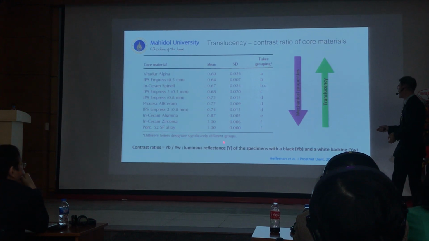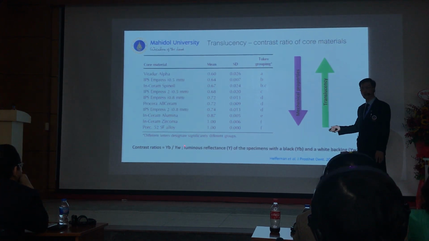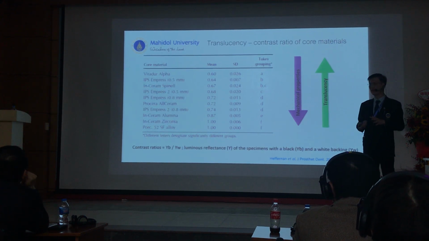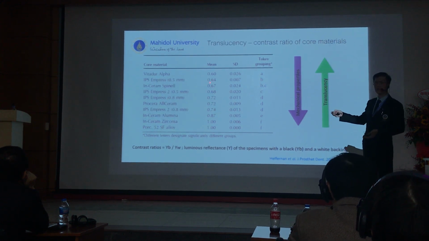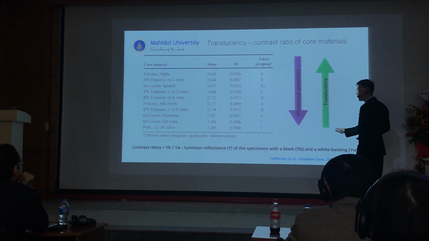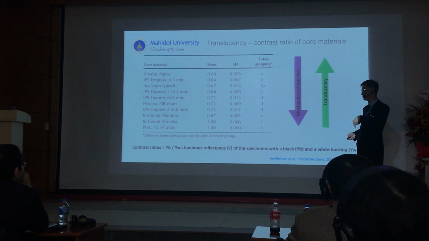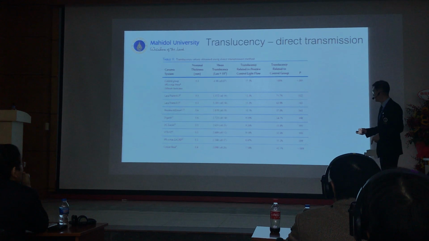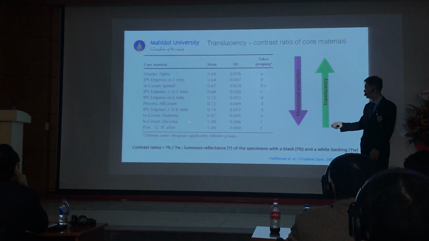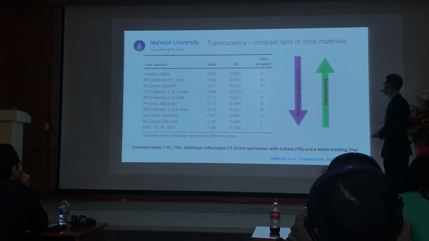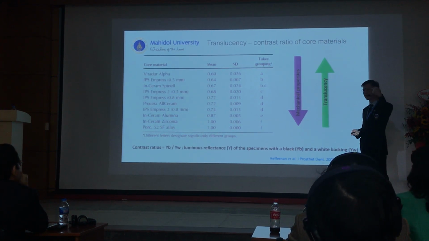Okay, if the ratio is one, this means the material is very opaque. You cannot see the effect of the black and white underneath. If the number is small, this means it's more translucent, because the black background absorbs the light that you shine on it. If you look at this one, it says zirconia is totally opaque, that the light cannot pass through. Is that true? No, because this one uses a different technique.